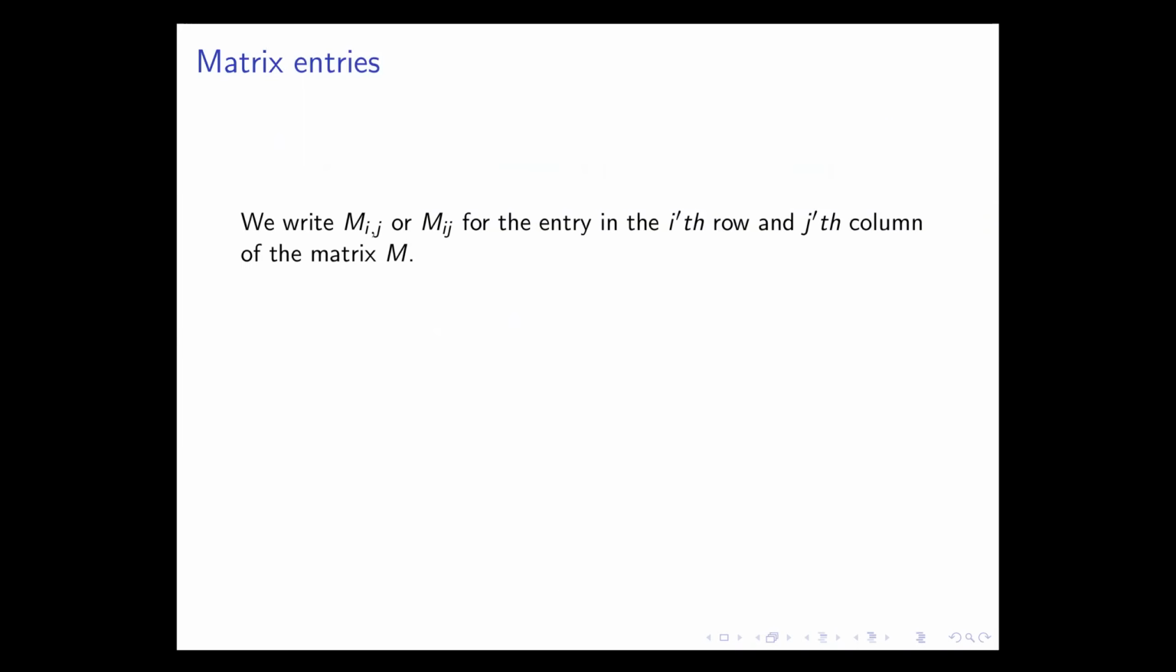Here's a bit more on this. You can write M or A, you can pick your favorite letter. M_ij denotes the entry in the ith row and jth column of the matrix. So in this example, A_11 is 3, and A_23 is equal to 8. This is the second row, third column.